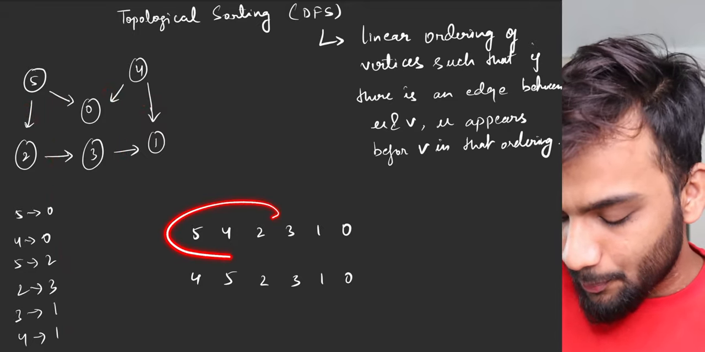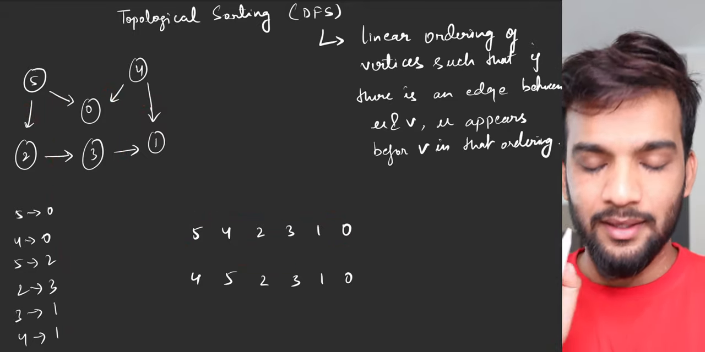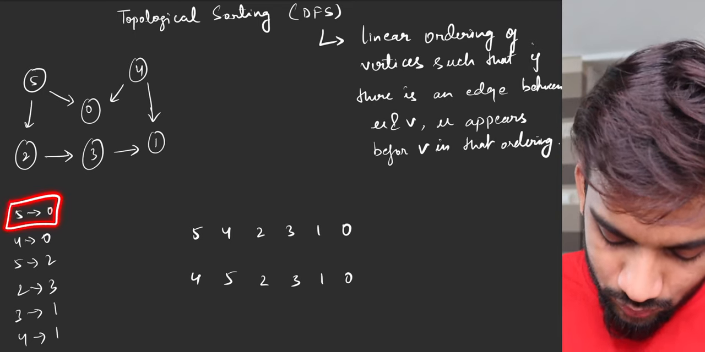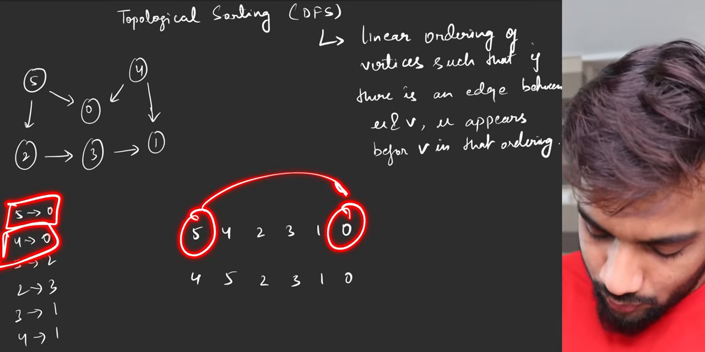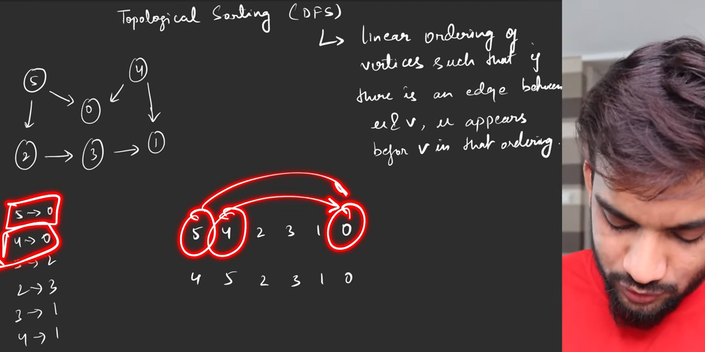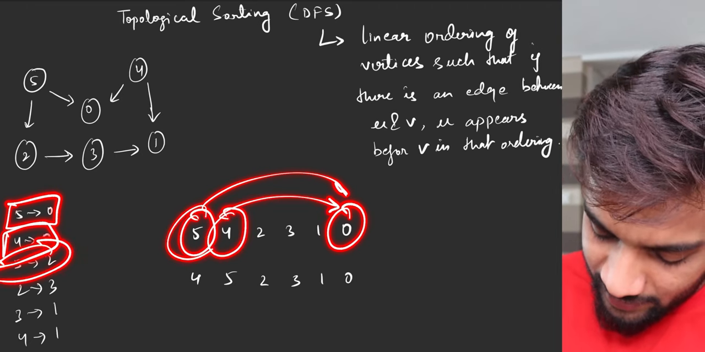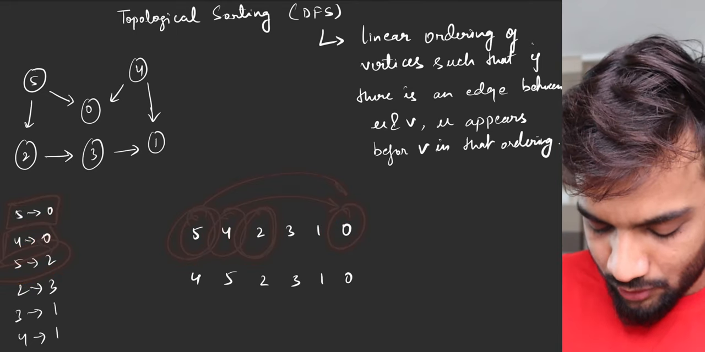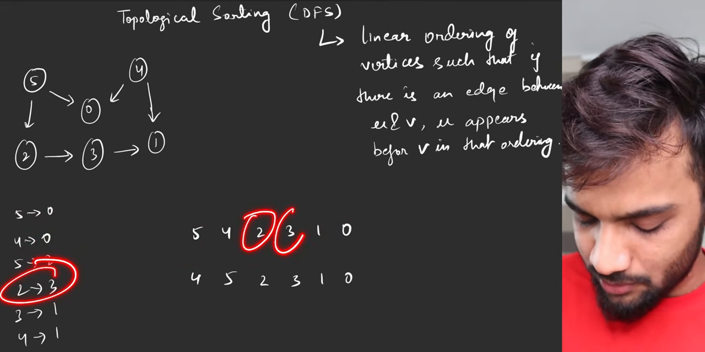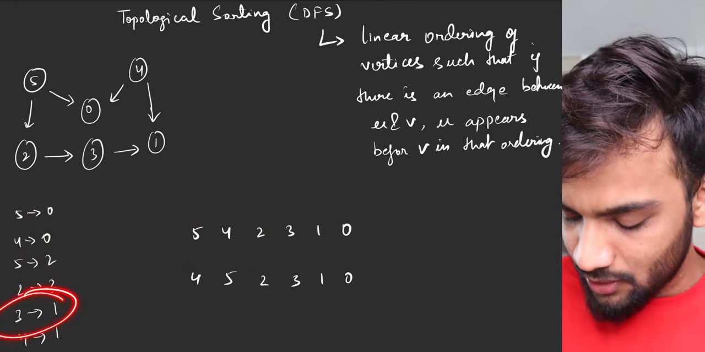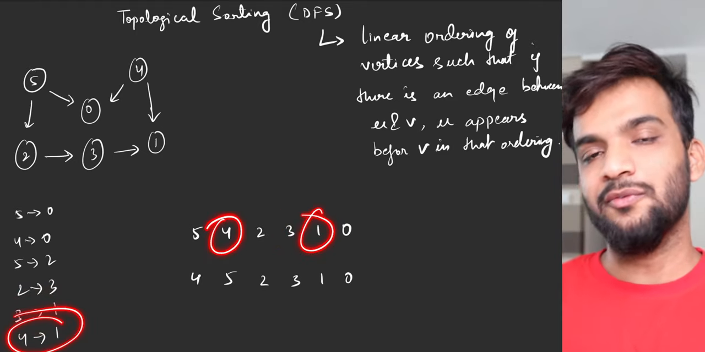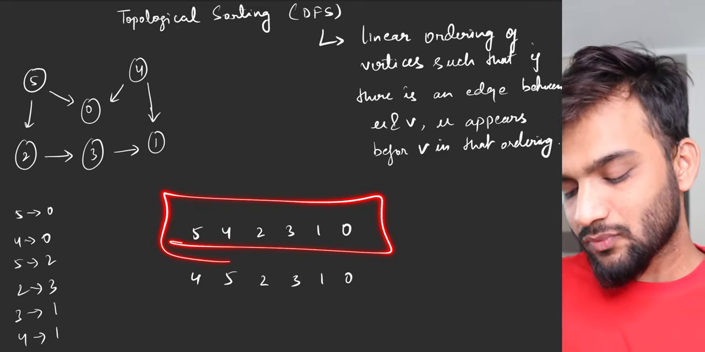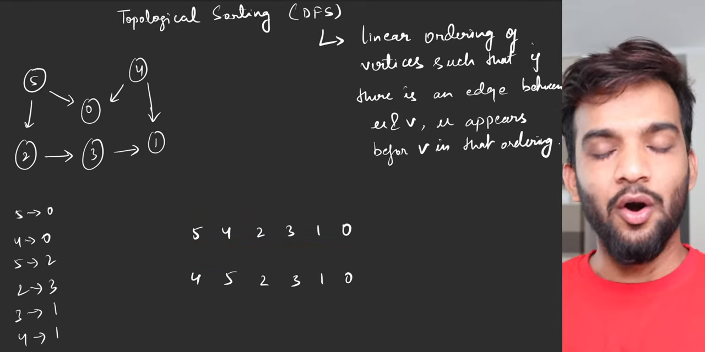So this can be a possible linear ordering. Why? Let me tell you that. 5 to 0, 5 appears before 0. 4 to 0, 4 appears before 0. 5 to 2, 5 appears before 2. 2 to 3, 2 appears before 3. 3 to 1, 3 appears before 1. 4 to 1, 4 appears before 1. So thereby, this is a valid linear ordering.